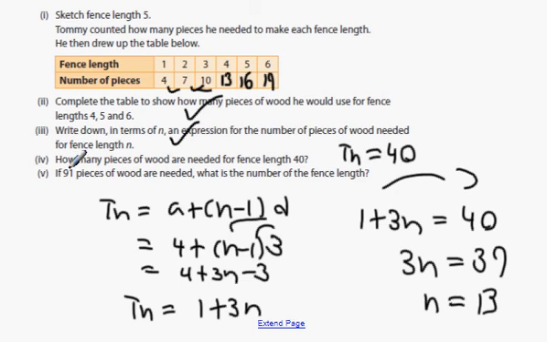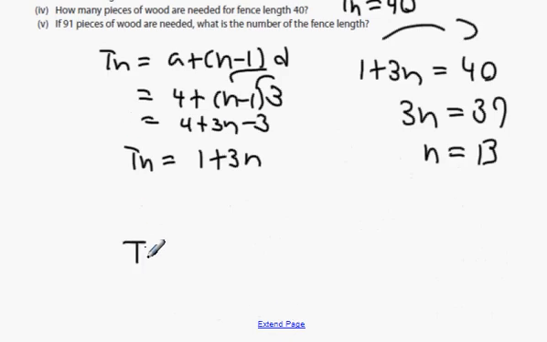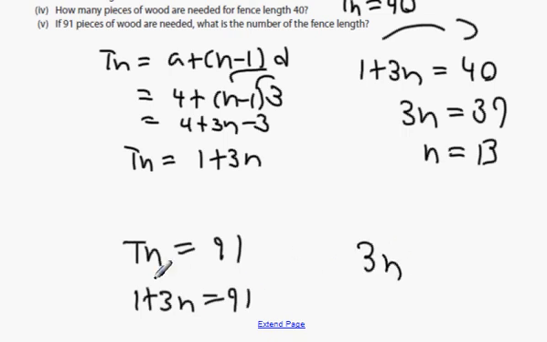If 91 pieces of wood are needed, what is the number of the fence length? 91. So this means Tn equals 91. 1 plus 3n equals 91. 3n, therefore, when you bring over the 1, equals 90. And therefore n must be equal to 30.